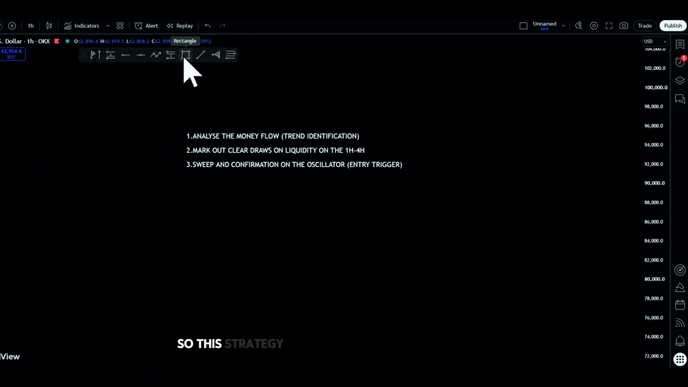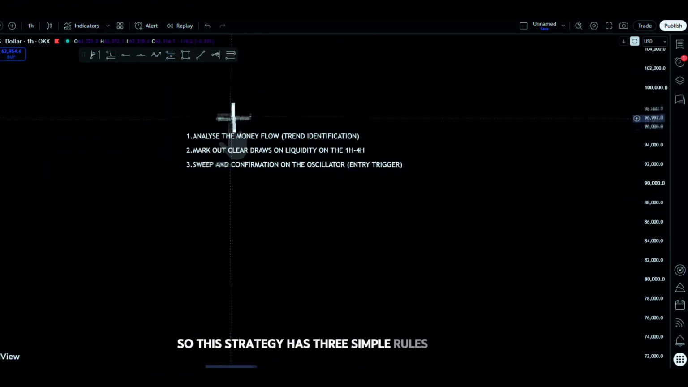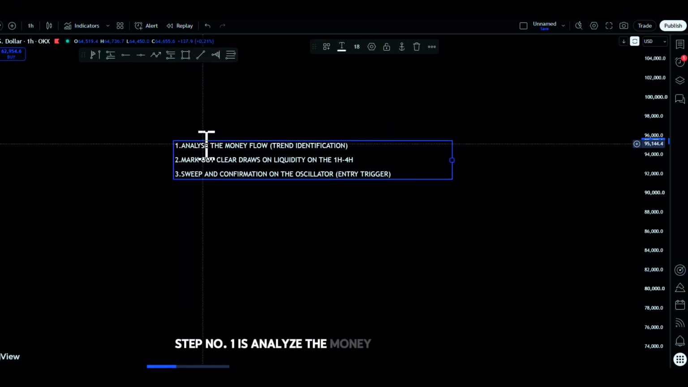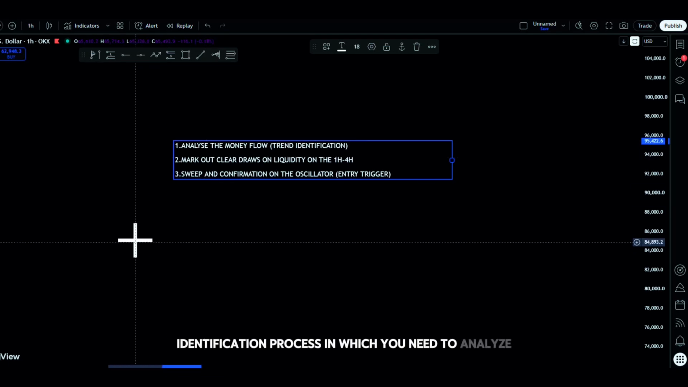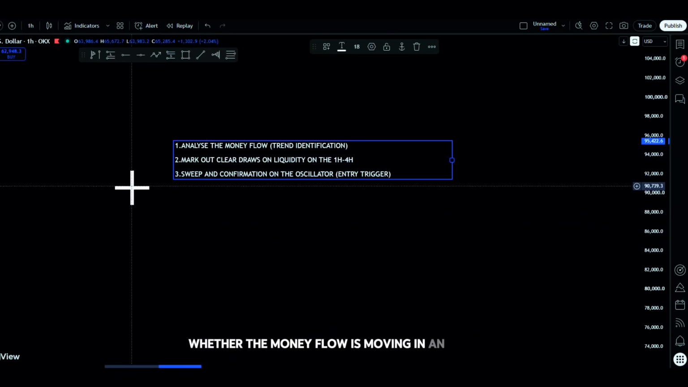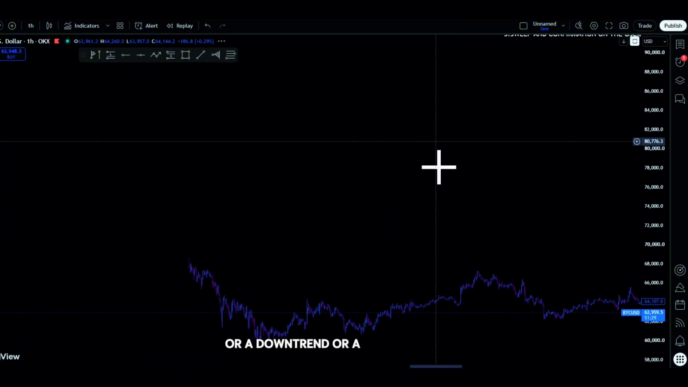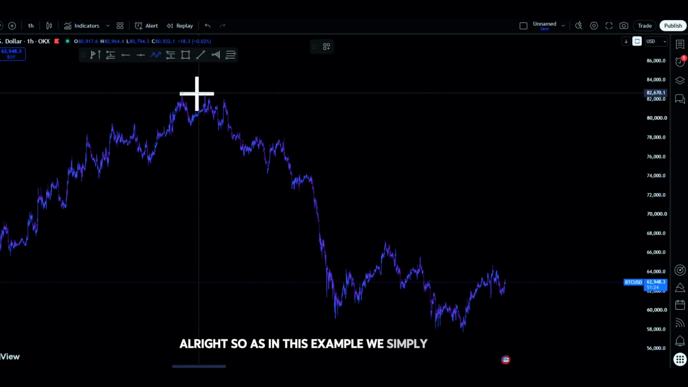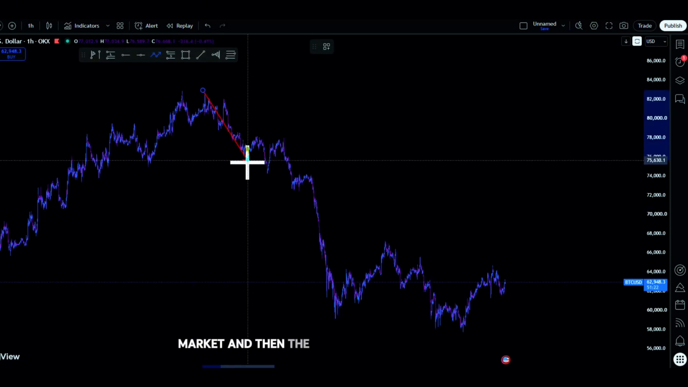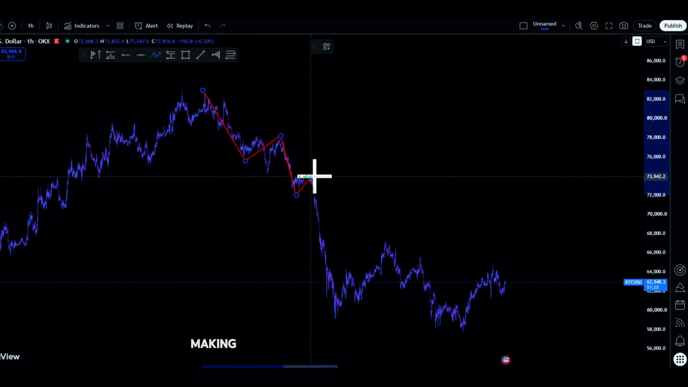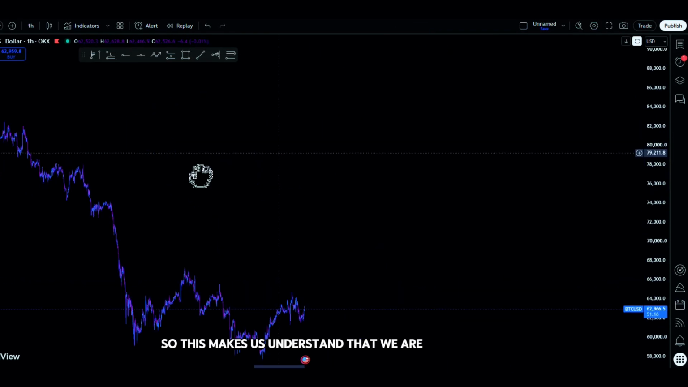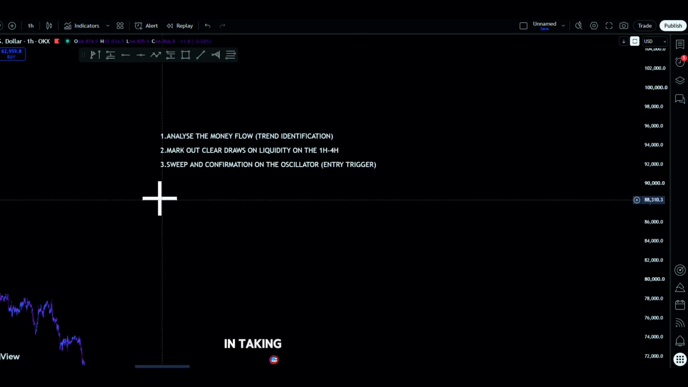Alright, so this strategy has 3 simple rules. Step number 1 is analyze the money flow, which is a trend identification process in which you need to analyze whether the money flow is moving in an uptrend or a downtrend or a sideways range. As in this example, we simply see that the price is moving in a downtrend, making consistent lower lows and lower highs. So this makes us understand that we are only interested in taking short setups.